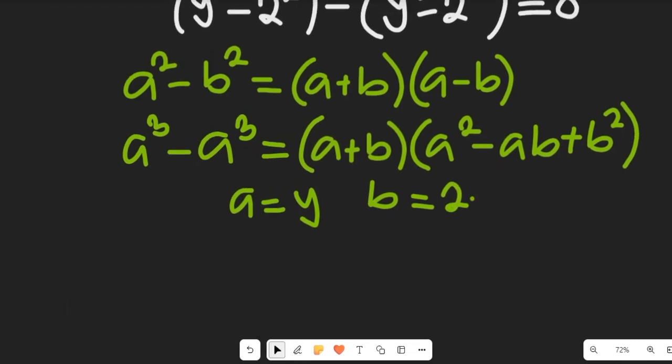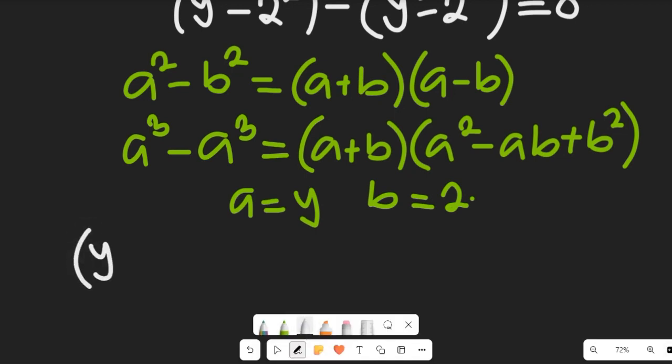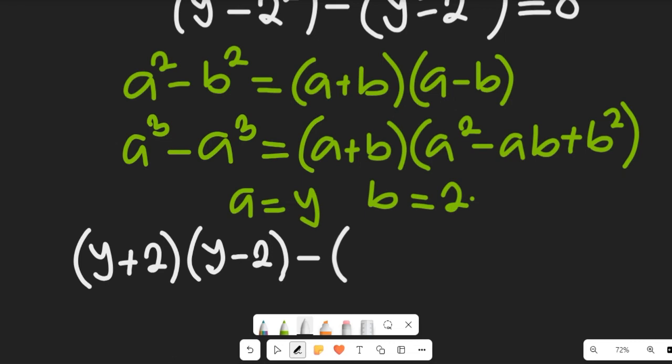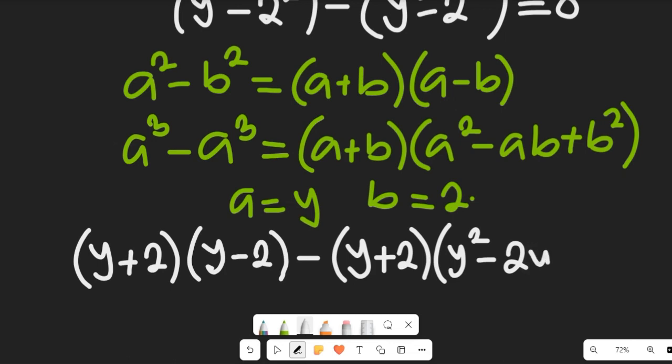For the square part, we have y plus 2, which comes first, and then we'll have y minus 2, which comes second, and this will be minus. The next one, we're going to have y minus 2, which comes first, and that will give us y squared plus 2y plus 2 squared. And all this will be equal to 0.